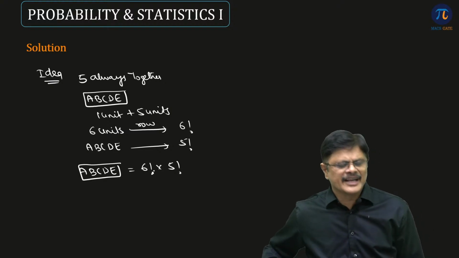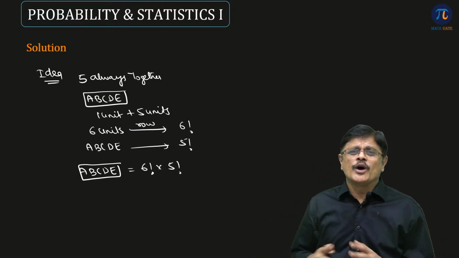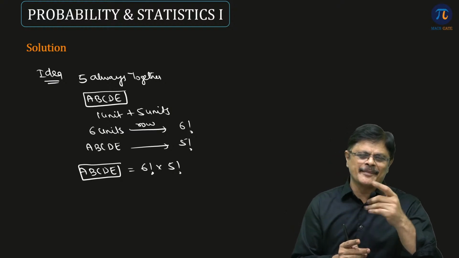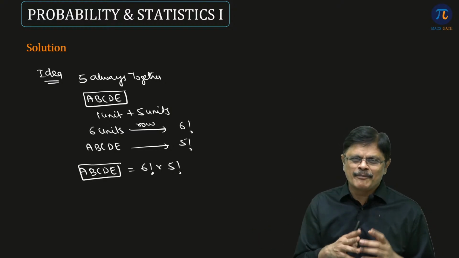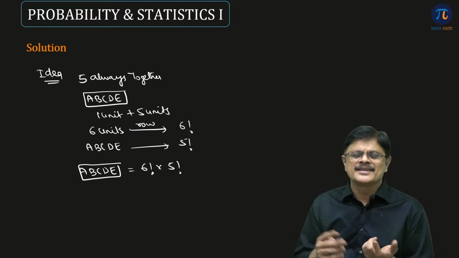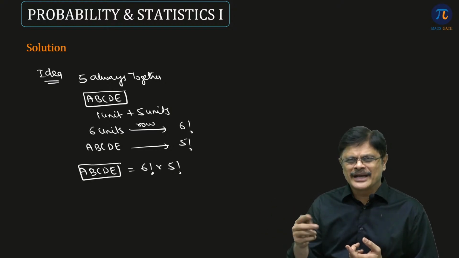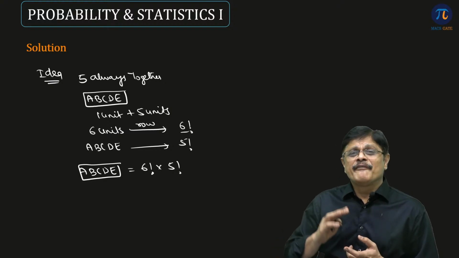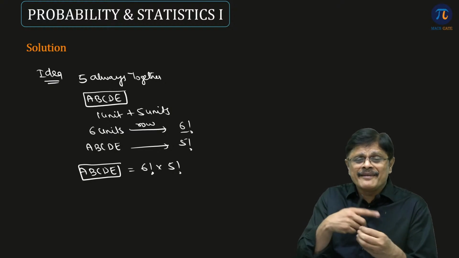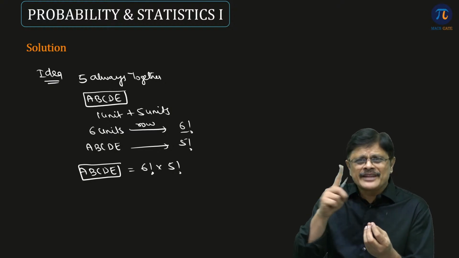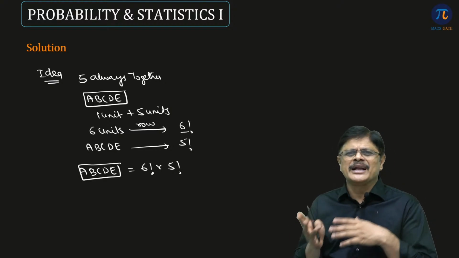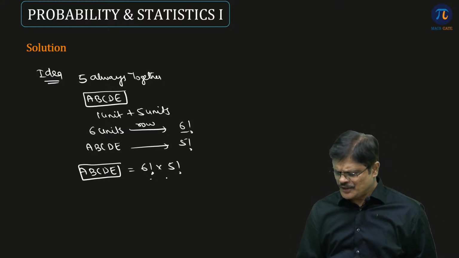This is one of the very interesting ideas. Whenever you want particular members always together, tie them up and consider them as 1 unit. With the remaining units plus this unit, you have the total number of objects, and you will get the number of arrangements, like 6 factorial in this case. For each of these arrangements, because there is no condition, these 5 members can be arranged among themselves in 5 factorial ways. Just multiply that 6 factorial with this 5 factorial, and you get the required answer.